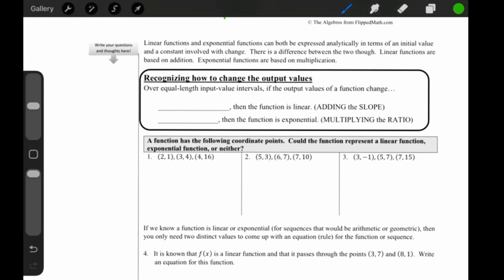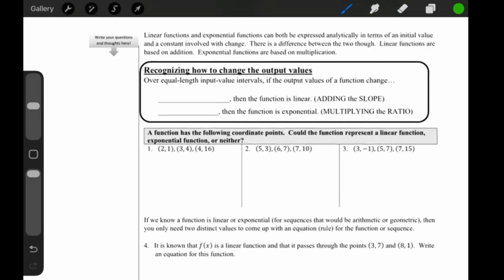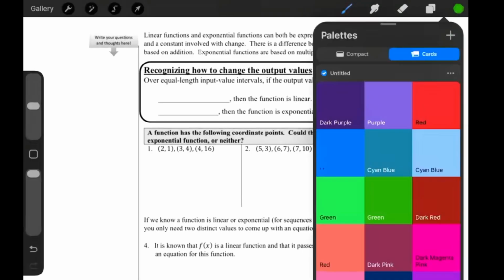So linear functions and exponential functions can both be expressed analytically in terms of an initial value and a constant involved with change. There is a difference between the two though. Linear functions are based on addition, exponential functions are based on multiplication. We're going to recognize how to change the output values. Over equal length input value intervals, if the output values of a function change at a constant rate... So we'll go ahead and write that in here.